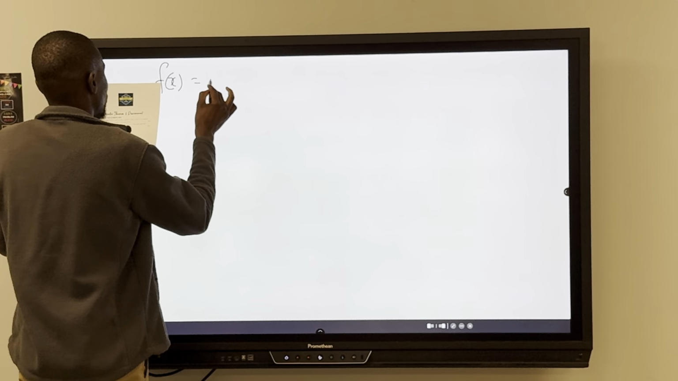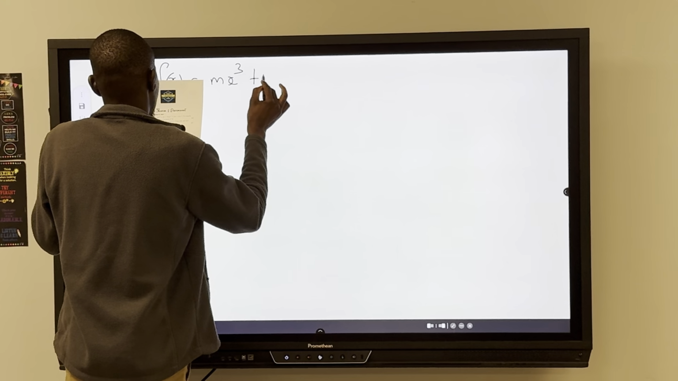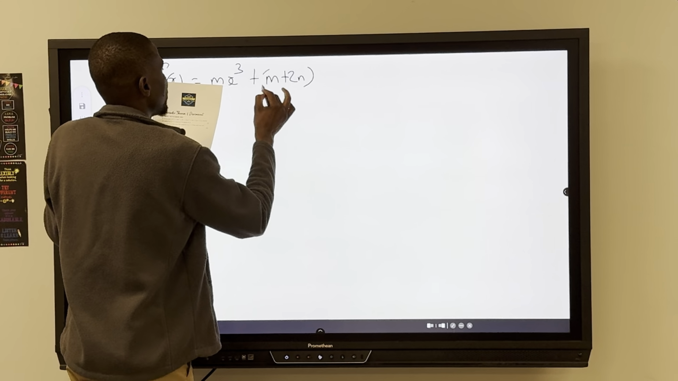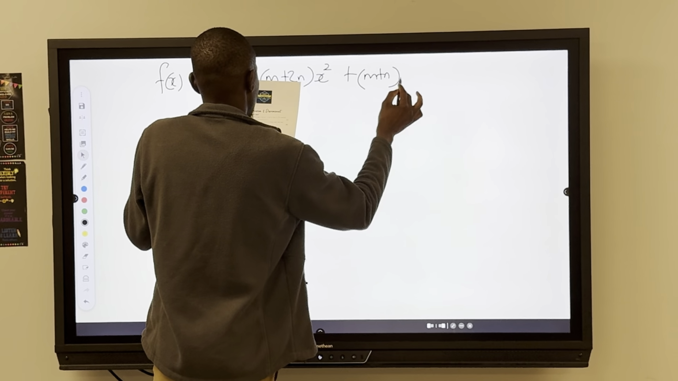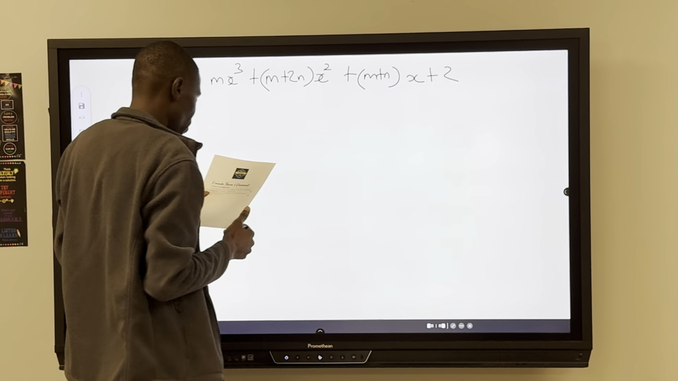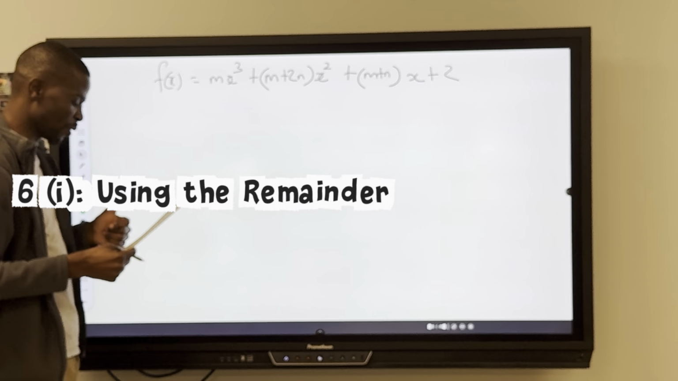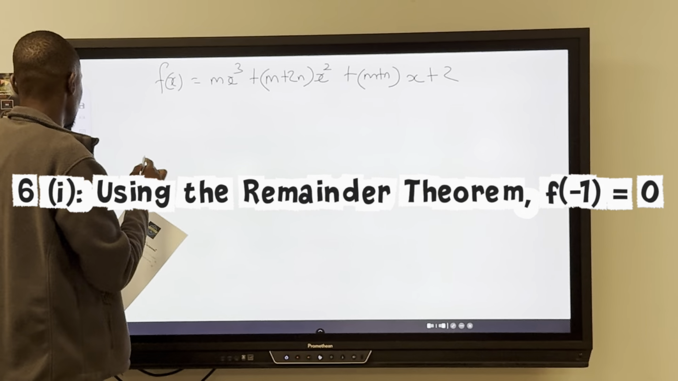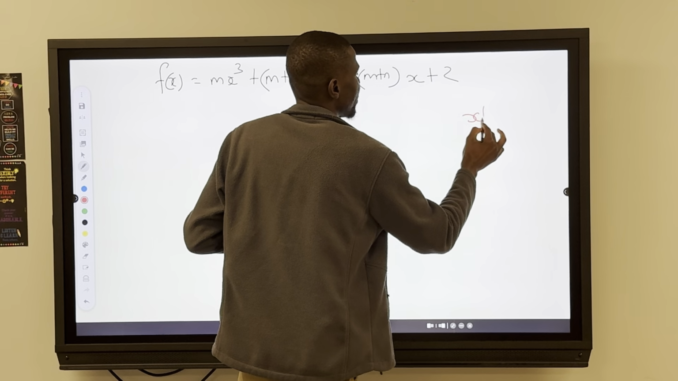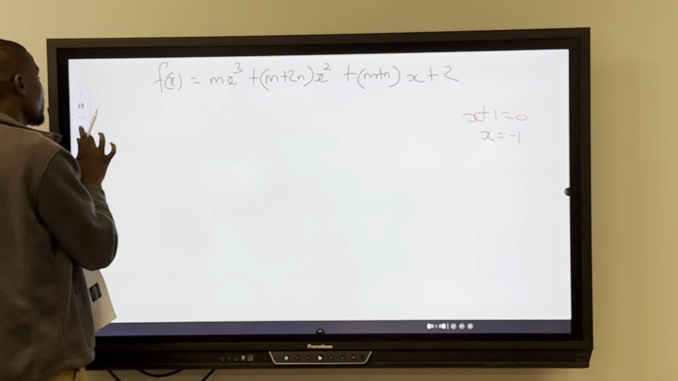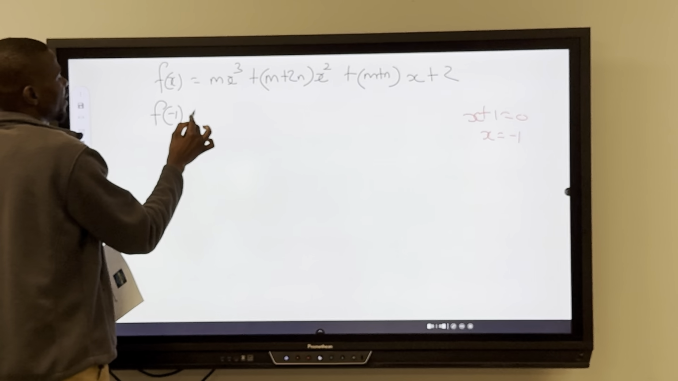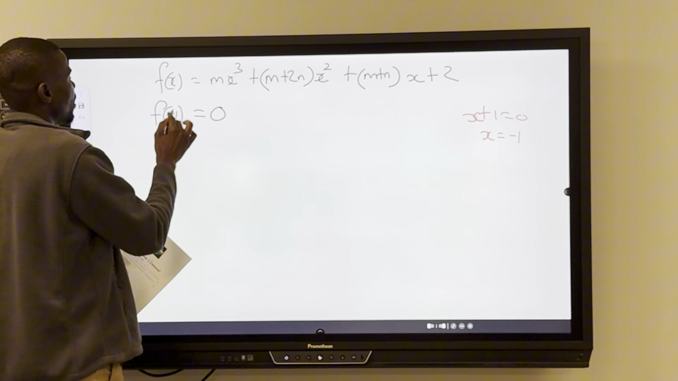All right, so we are given f of x equals mx cubed plus (m plus 2n)x squared plus (m plus n)x plus 2. If something is exactly divisible by x plus 1, what it means is that when we solve x plus 1, x is negative 1. So if we plug in negative 1, we must get 0 since x plus 1 is a factor. So now let's plug in.